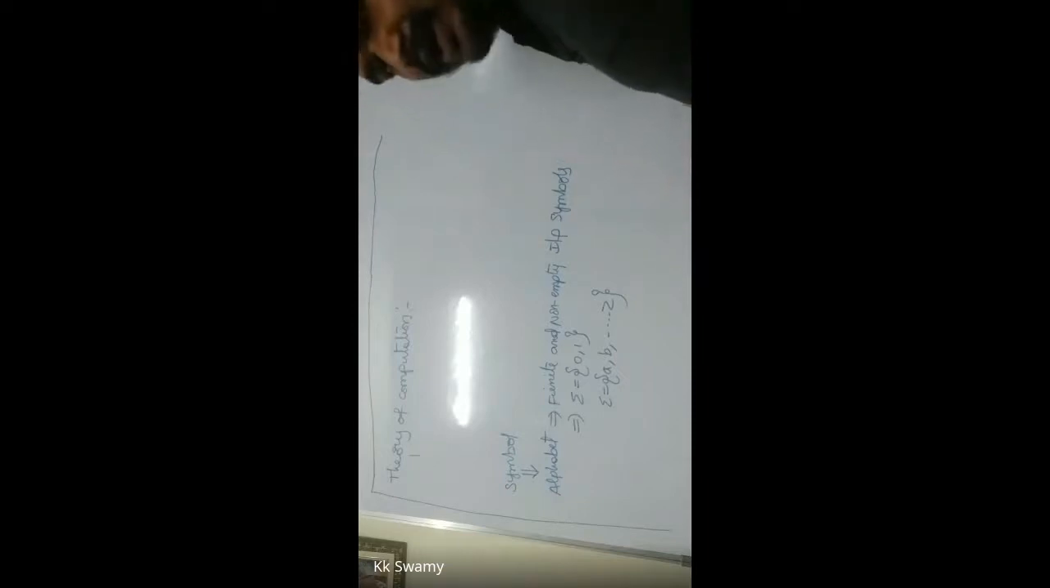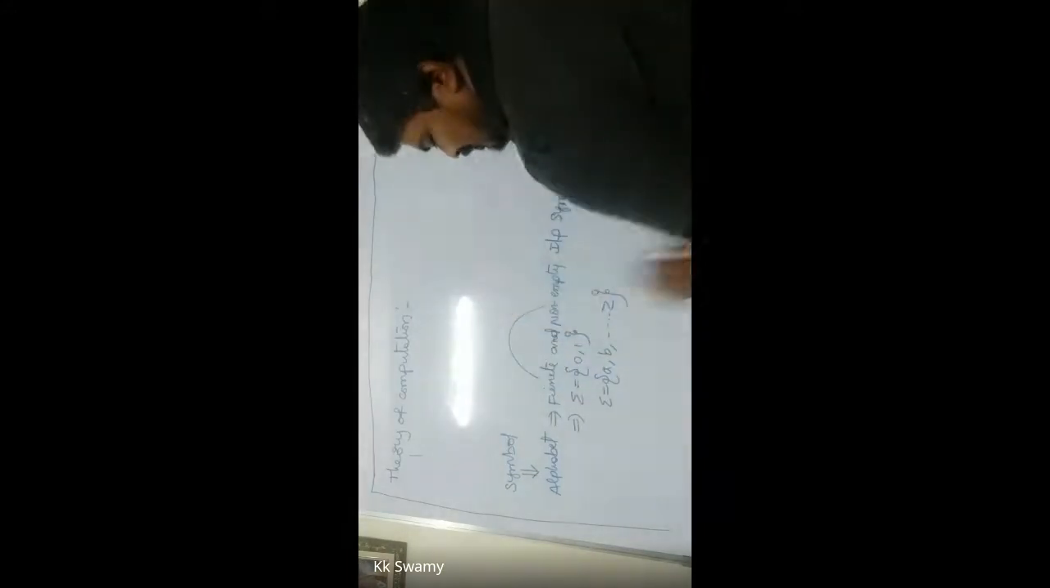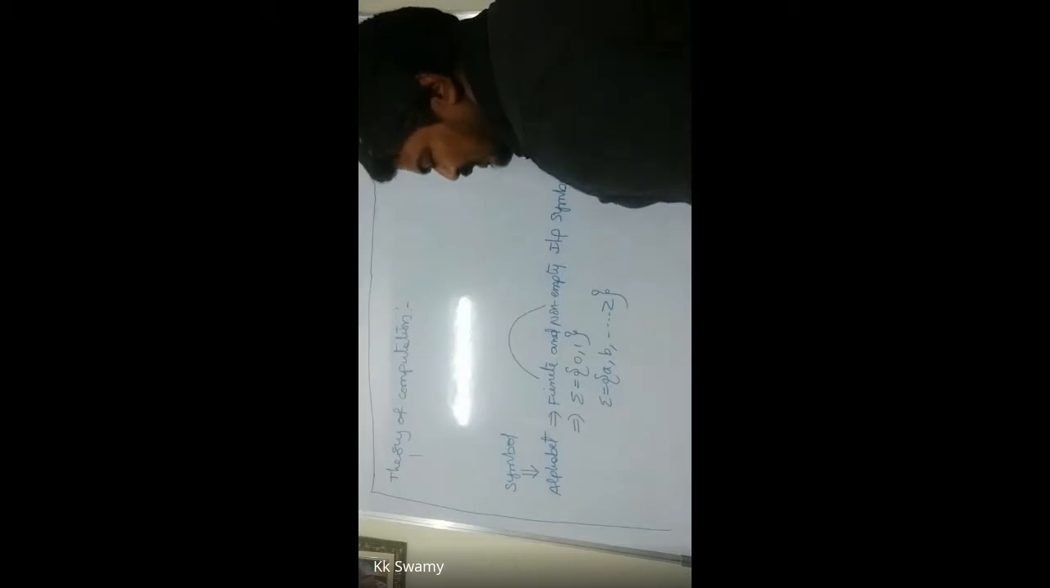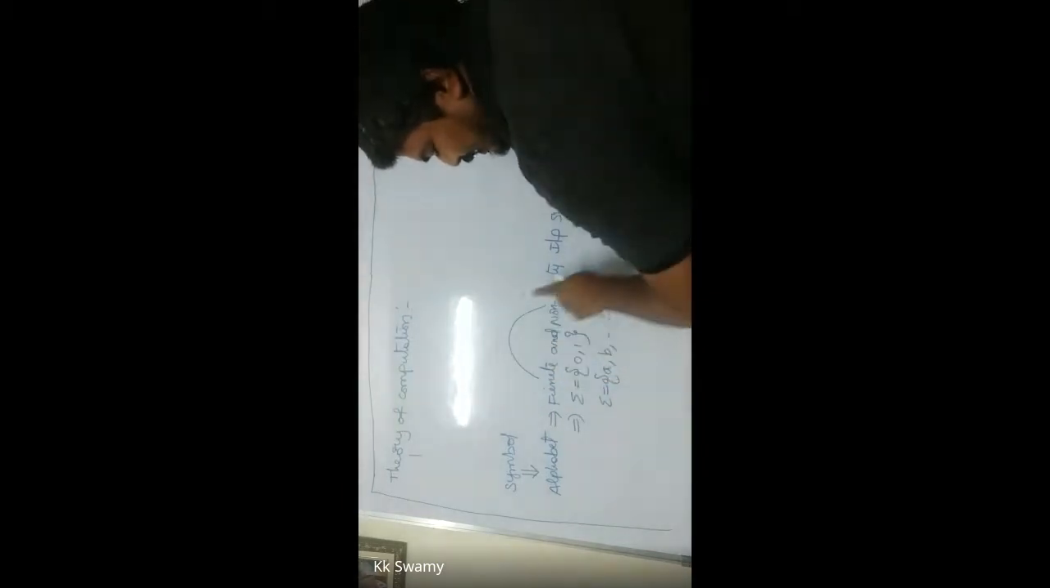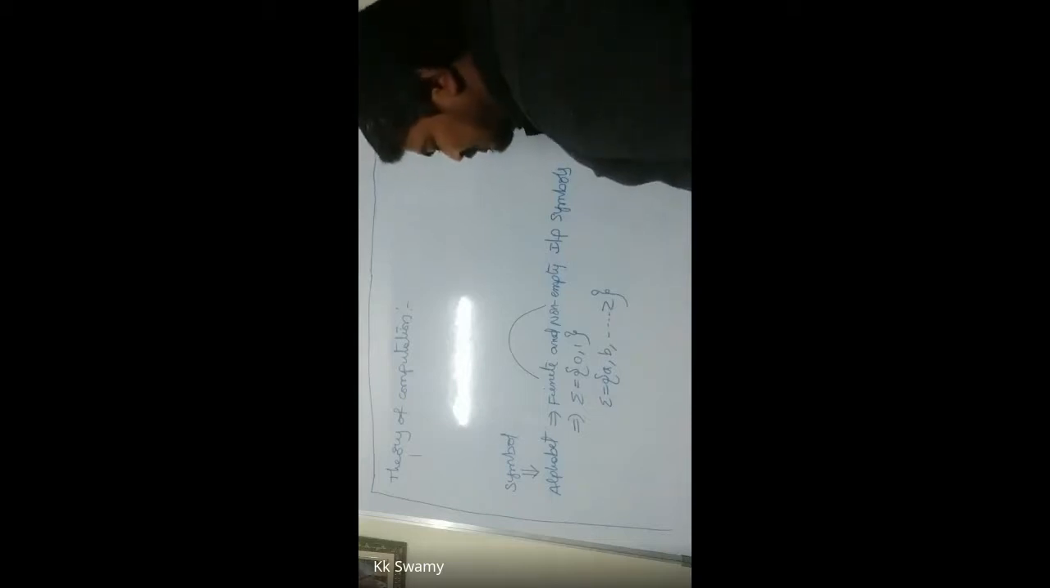That's why here we are using the concept called the alphabet. What properties are required for an alphabet? Two properties are required: one is finite and the second is non-empty. A finite and non-empty set of input symbols is called the alphabet.